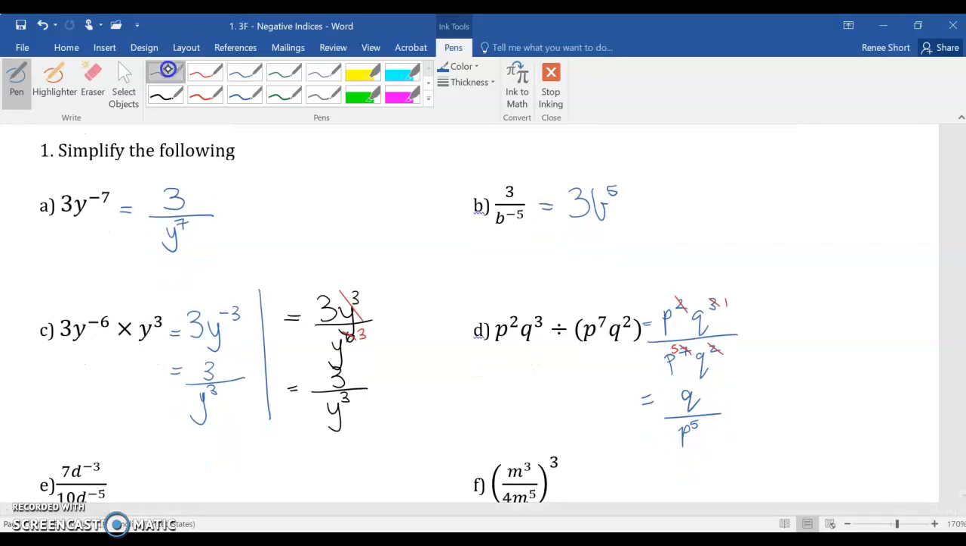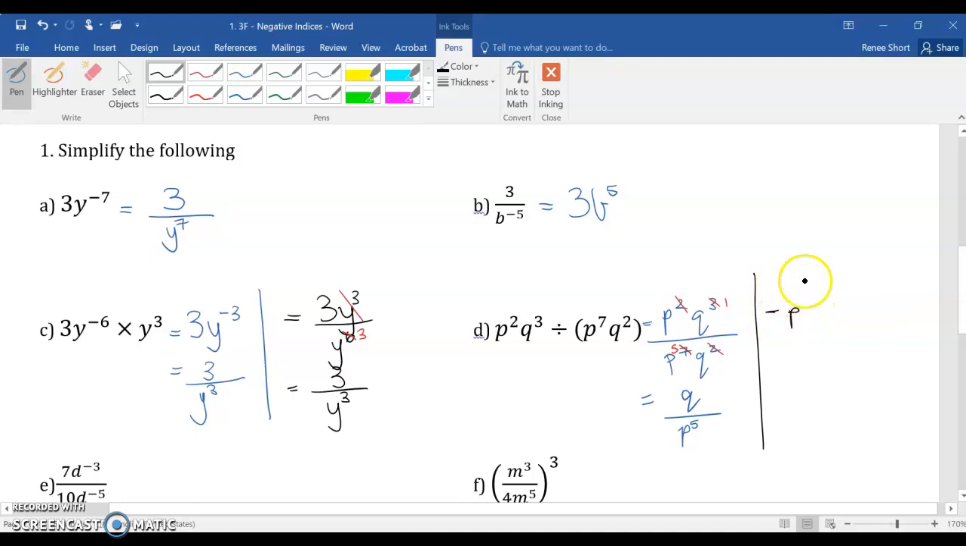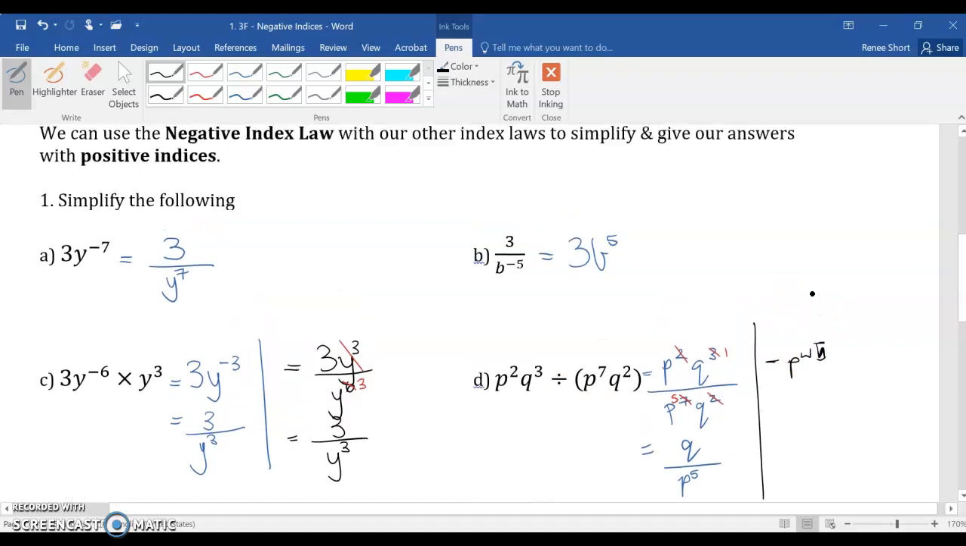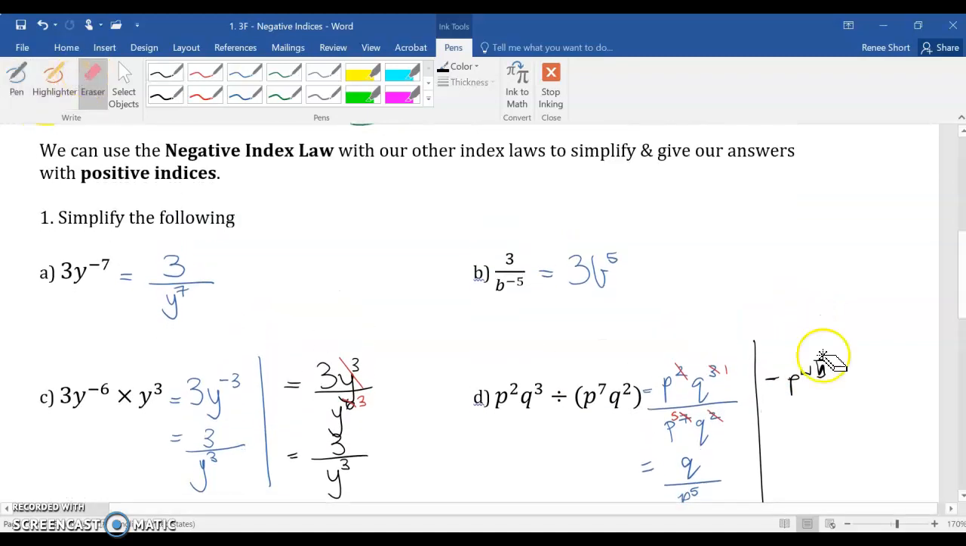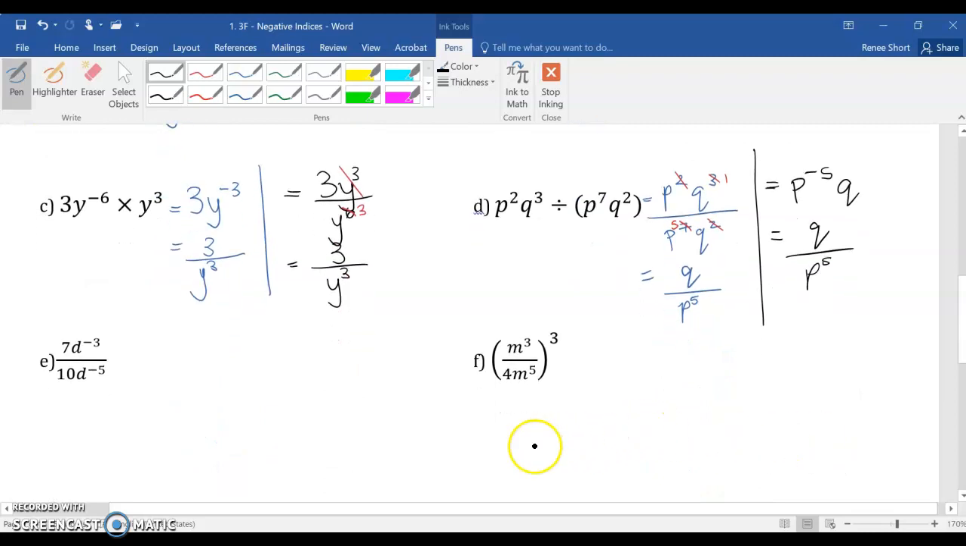If you like, you could apply that index law where we subtract them. So we would say that this is equal to, first of all, p to the 2 minus 7, which would be p to the negative 5. Sorry, dodgy part of my screen. So p to the negative 5, and then q to the 3 minus 2 just gives me 1. And from there, we would then move that p to the 5 to the bottom of the fraction again.